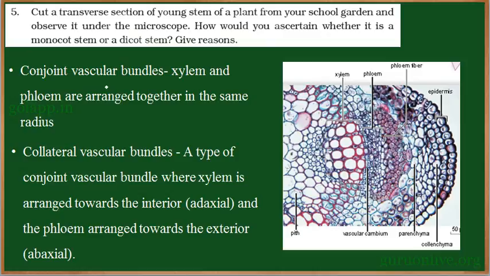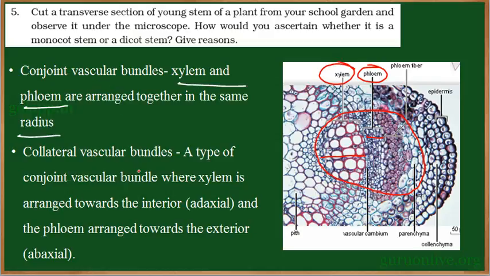In a conjoint vascular bundle, xylem and phloem share a common radius. This part is one vascular bundle. This entire region is phloem and this region is xylem. Both xylem and phloem have a common radius, since they are present in the form of a bundle. If they have a common radius, we call it a conjoint vascular bundle.